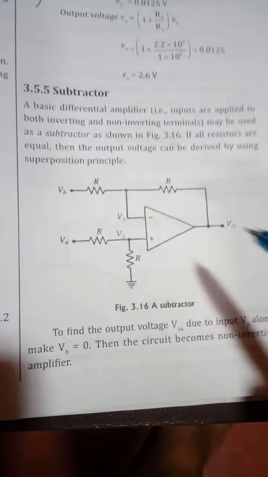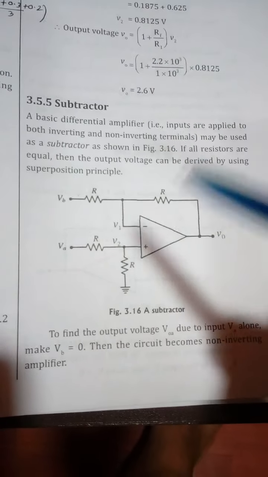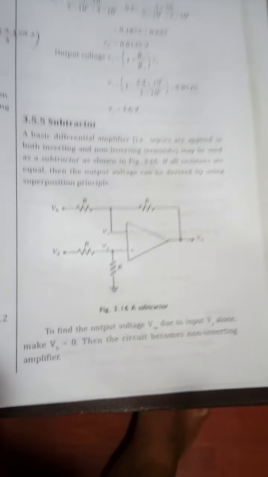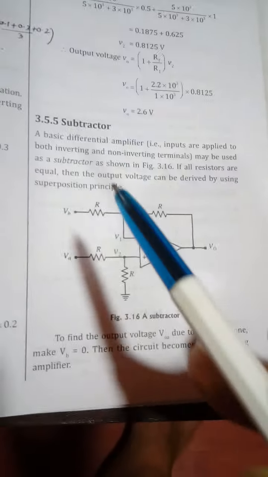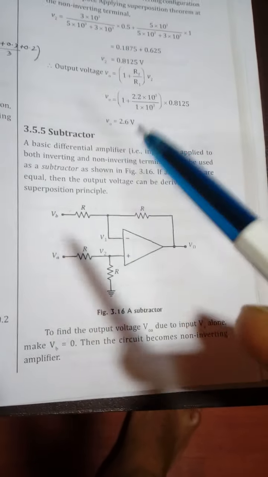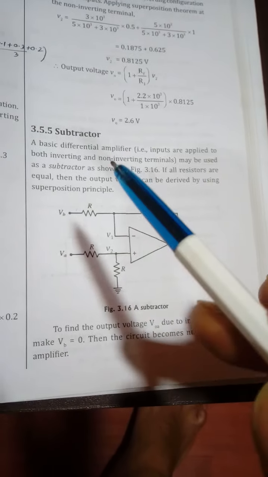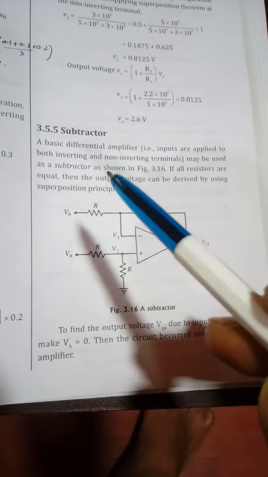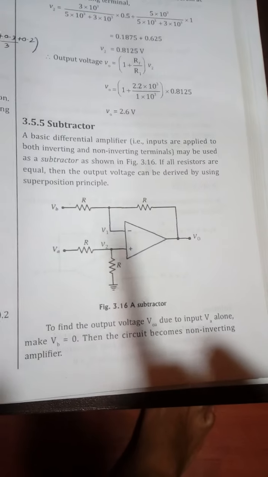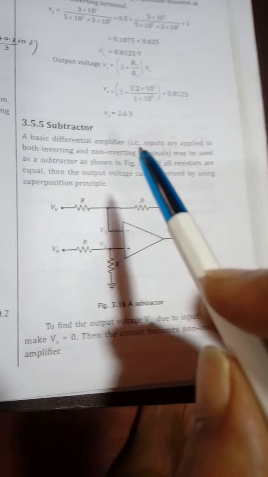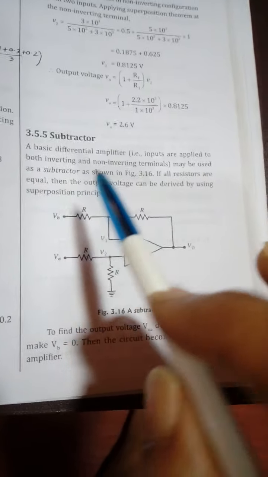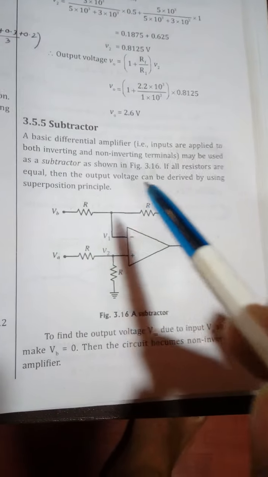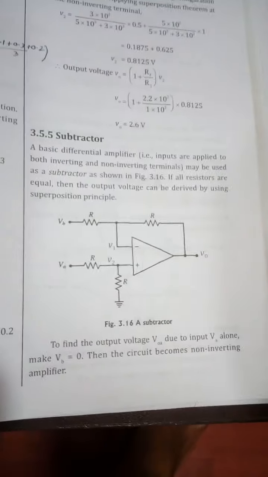Now we will see what a subtractor is. As I told you, a subtractor subtracts, or takes the difference between, the input voltages. A basic differential amplifier, in which the inputs are applied to both the inverting and non-inverting terminals, we had discussed earlier. So a differential amplifier can be used as a subtractor, because the inputs are applied at both inverting and non-inverting terminals. If all the resistors are equal, then the output voltage can be derived by using the superposition principle.